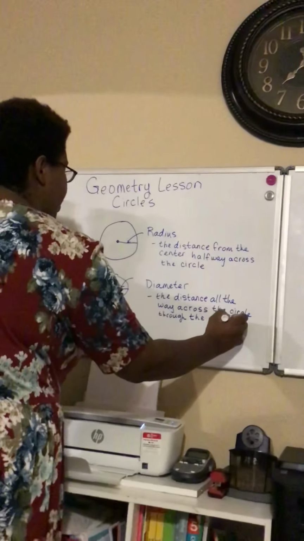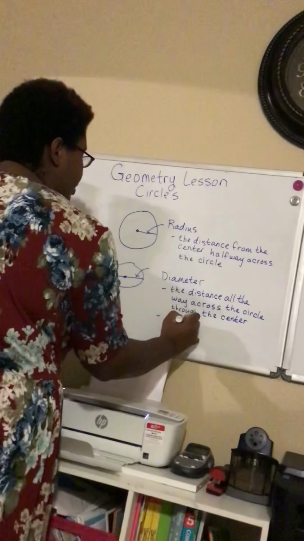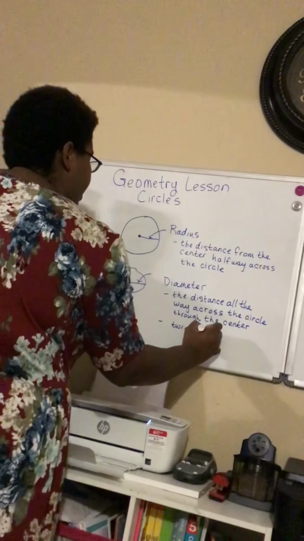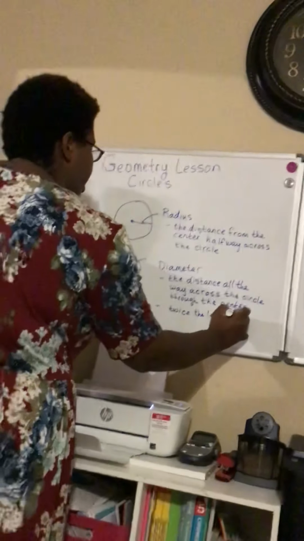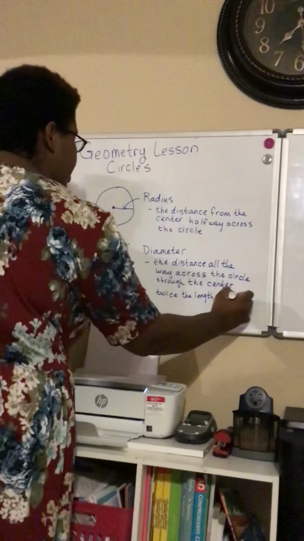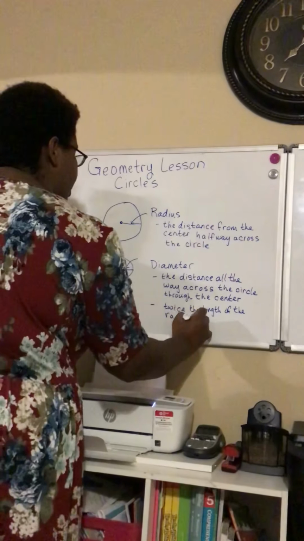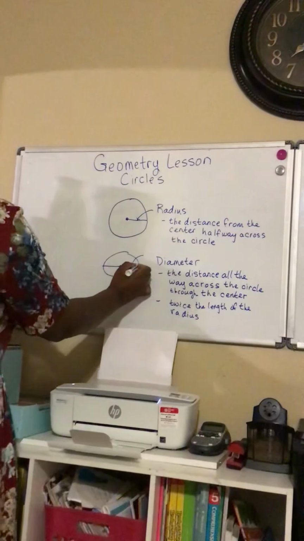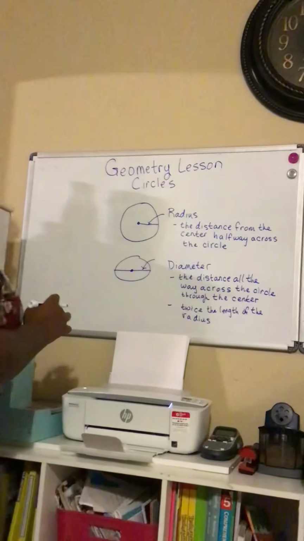This value is also twice the length of the radius. In other words, it takes two radiuses. So if you think about it, it takes two radiuses to make one diameter. Okay?